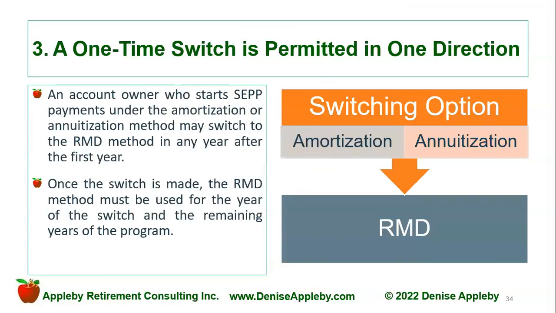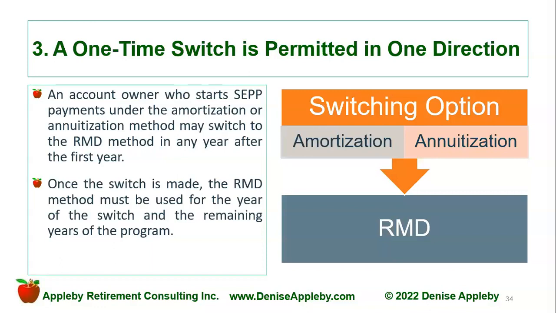Now, I talked about the fact that once you start the program, the amount is predetermined each year. But there are instances where an individual might have started using one method and determined that it doesn't suit them anymore for one reason or another. In that case, they're allowed to switch to another method. However, they can switch only if they're using the amortization or the annuitization method, and from either one of those, they can switch to the RMD method. No other switch is permitted.